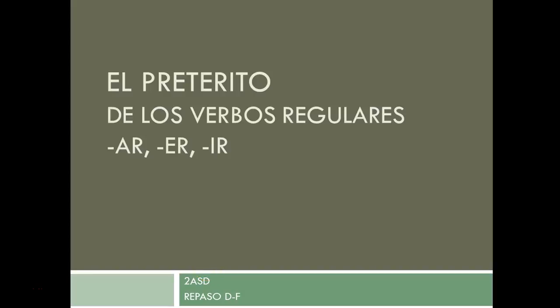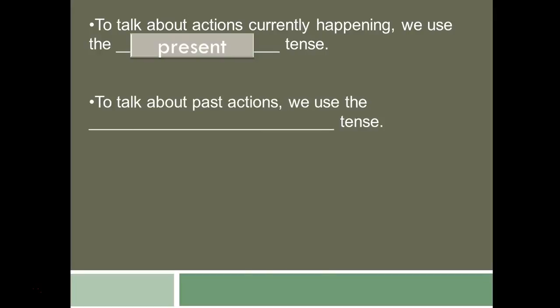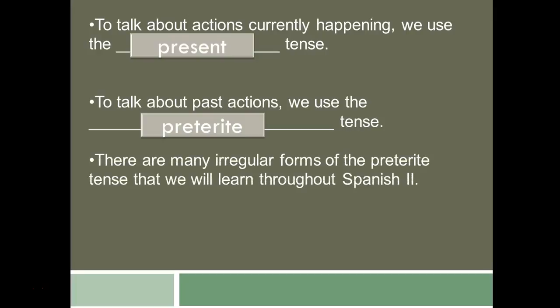Hola, hoy vamos a aprender el pretérito de los verbos regulares. So, AR, ER, IR verbs in the preterite. So remember, to talk about actions currently happening, we use the present tense. I am reading. She listens. We talk. However, to talk about past actions, we use the preterite tense. We listened. She spoke. They ran to the store.